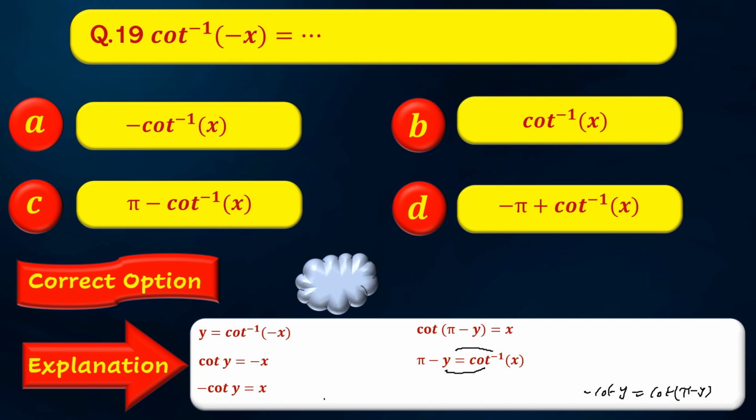Now we shift cotangent inverse x on left hand side and y on right hand side, and we get pi minus cotangent inverse x is equal to y. Now we replace the value of y and get pi minus cotangent inverse x is equal to cotangent inverse minus x. Therefore, correct option is option C.